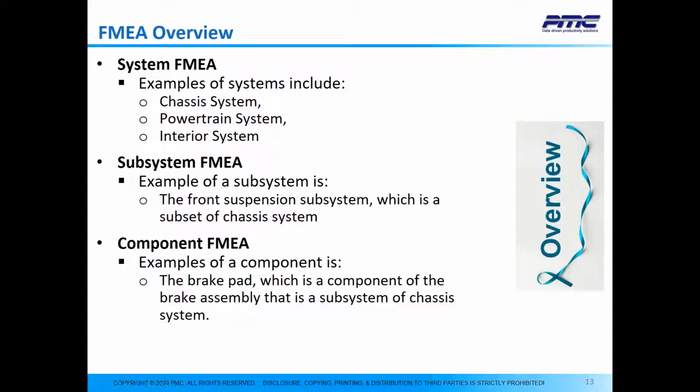There are different types of FMEAs. It starts with the system FMEA, subsystem, and component. The system FMEA is made up of various systems, where the focus is to address all interfaces and interactions among systems, subsystems, the environment, and the customer. I included a couple of examples here: in vehicle manufacturing, a chassis system, the powertrain system, and the interior system. The subsystem FMEA is a subset of a system FMEA, where the focus is to address all interfaces and interactions among the subsystem components and the interactions with other subsystems or systems. An example here is the front suspension subsystem, which is a subset of the chassis system that I listed as part of the system FMEA.